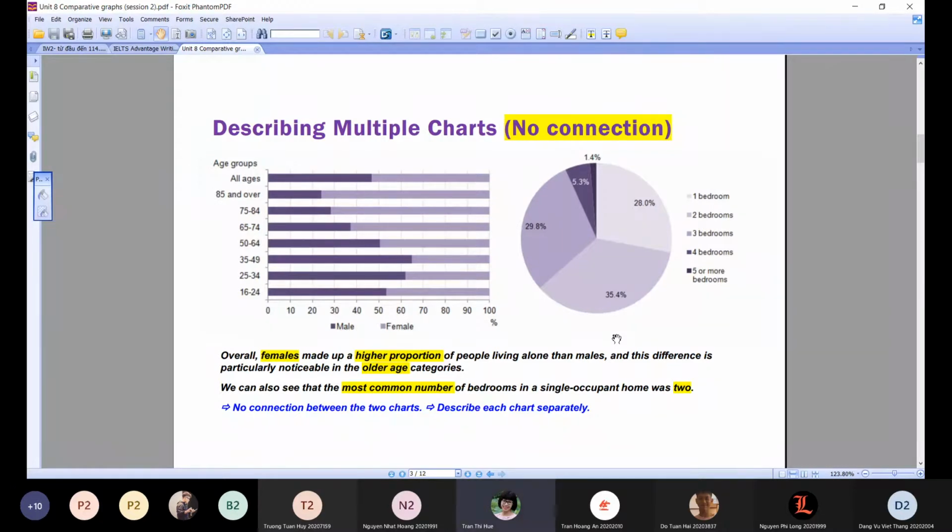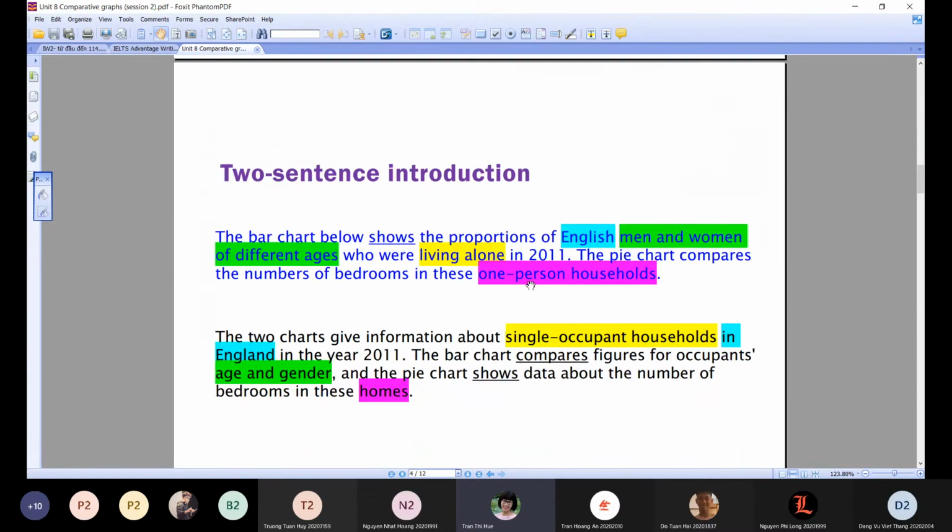So can you see any connection between the two charts? Kind of people living alone and the number of bedrooms in their homes. So is there any connection between the two charts? I think no, right. So there is no connection between the two charts here. So in this case, you describe each chart separately. You don't know why they live alone, but then they have even 2 or 3 bedrooms, right? And some even have 4 or 5 bedrooms, more than that. So you can't find any connection between the two charts, and you describe each chart separately.